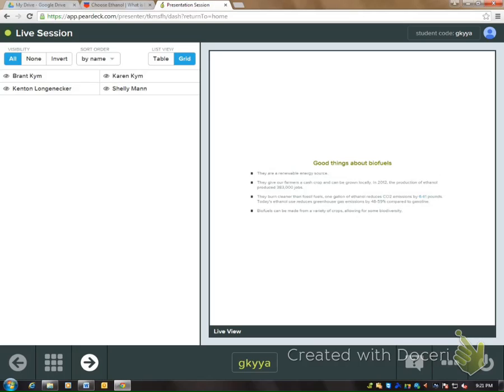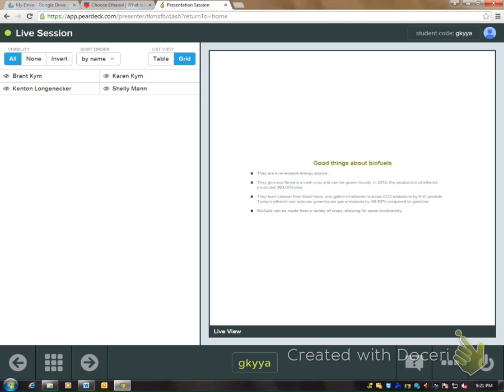Okay, so here's some things that are good about biofuels. They are a renewable resource. Especially in our area, they give farmers a good cash crop and can be grown locally. It's a good job maker. You can see in 2012 it produced 383,000 jobs in the U.S.